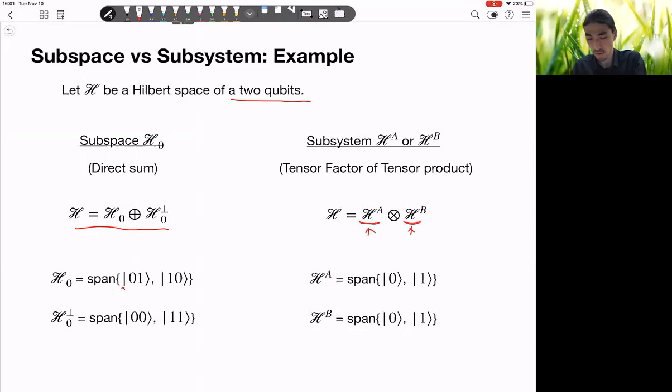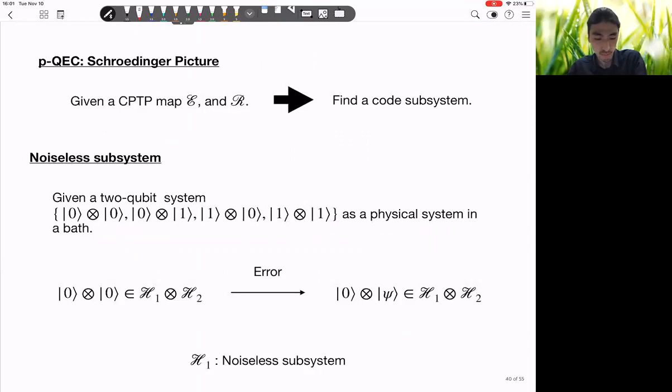Okay, so in the Schrodinger picture, errors act on the states or density matrices. To find the code subspace, let's first find the noiseless subsystem. Given a two-qubit system spanned by these states, consider an error acting on this system. Let's say the initial state is |0> tensor |0>. If the error only acts on the second qubit and does nothing to the first qubit, then we say that this Hilbert space H_1 is a noiseless subsystem.